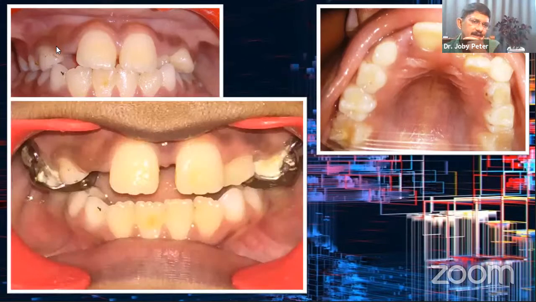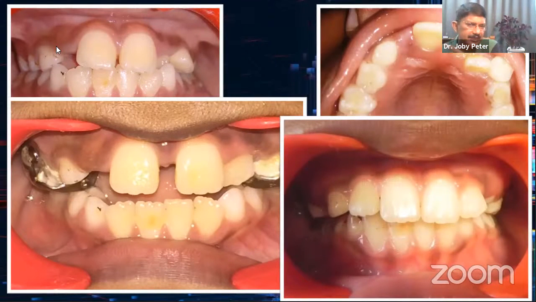Huge size arch, expanded the arch, and you can see the lateral erupts automatically. I did not even do bracketing here. Please look at that. What I did is allow nature to compensate. Expanded, held it, and nature took care of that. That ugly duckling, all those things nicely followed.